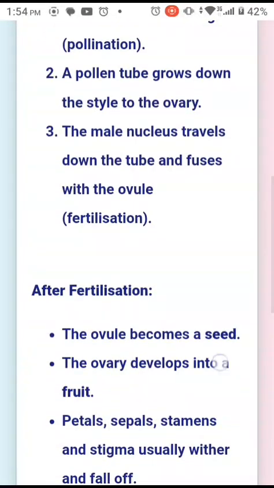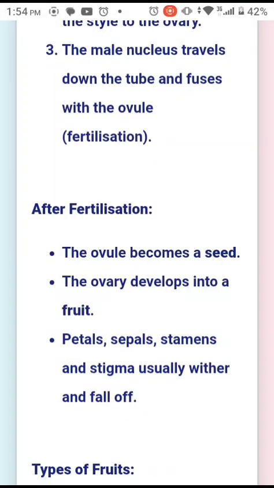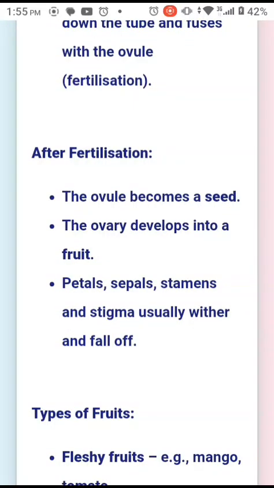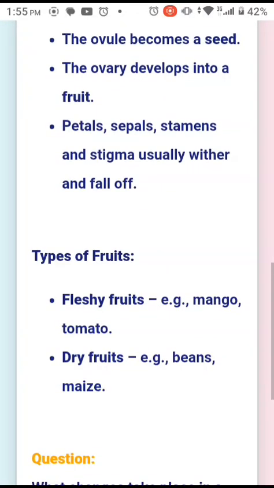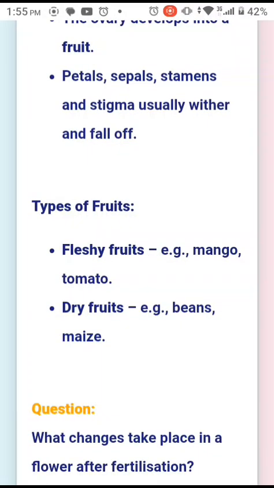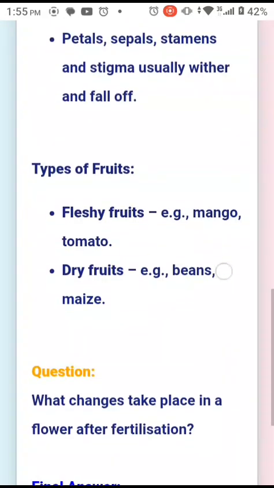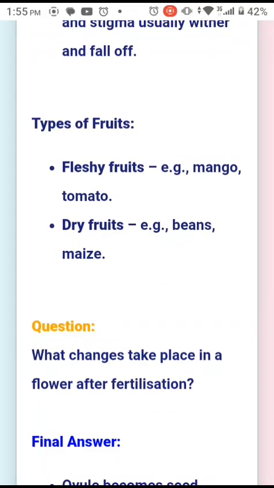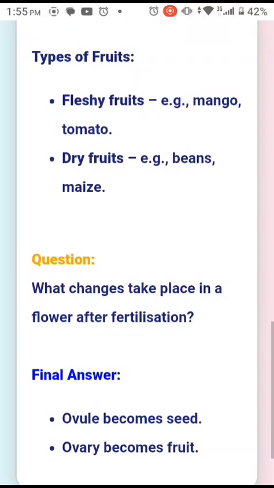After fertilization, the ovule becomes a seed. The ovary develops into a fruit. Petals, sepals, stamens, and stigma usually wither and fall off. Types of fruits. Fleshy fruits, e.g., mango, tomato. Dry fruits, e.g., beans, maize.